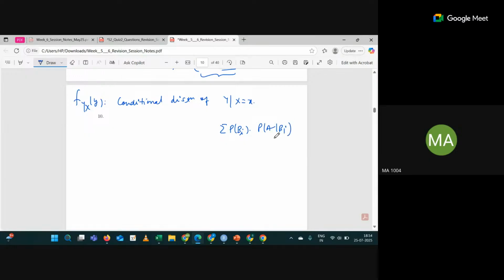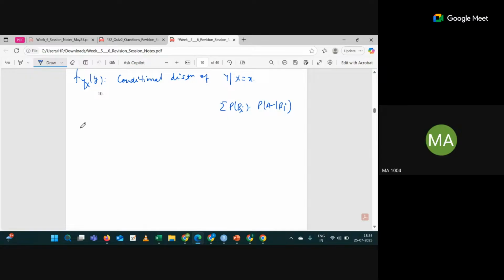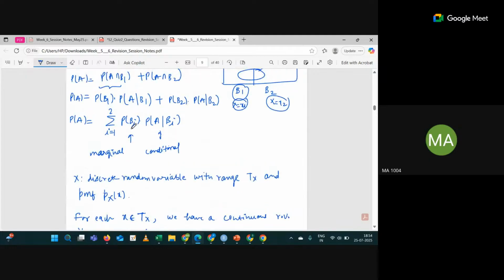All right. Now, what is the key thing? How will you calculate the marginal PDF of Y, the marginal distribution of Y? First of all, this is the marginal probabilities for events B. This is the marginal probability of event A. Yes or no?